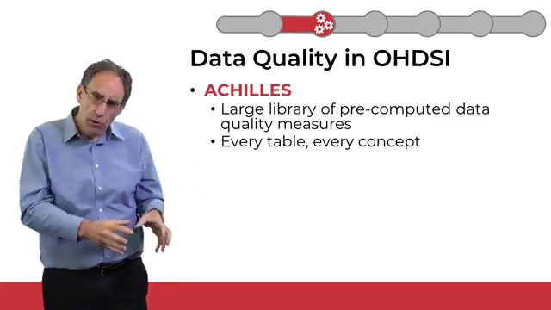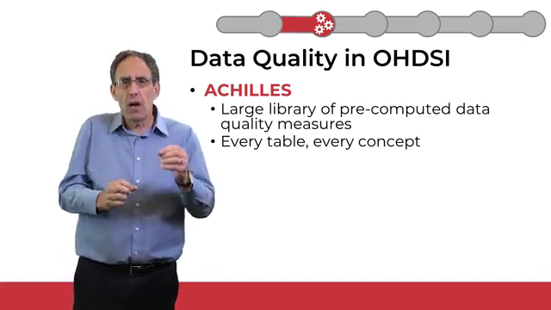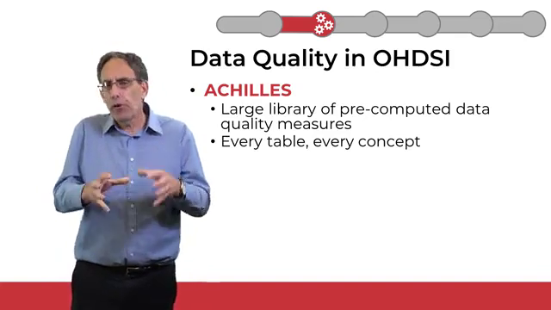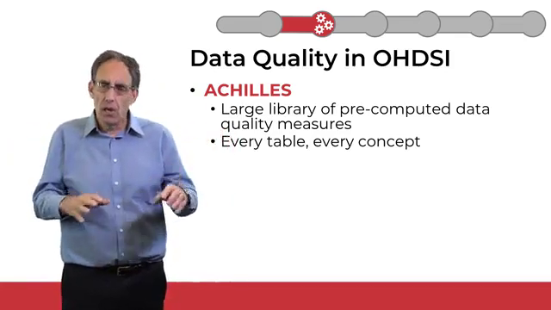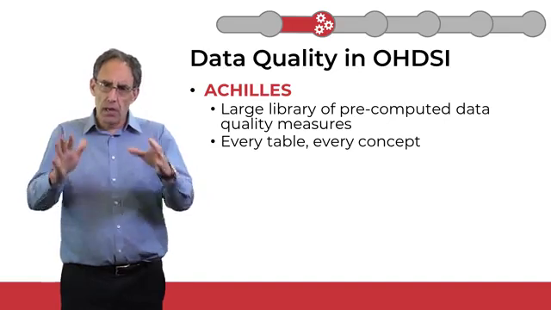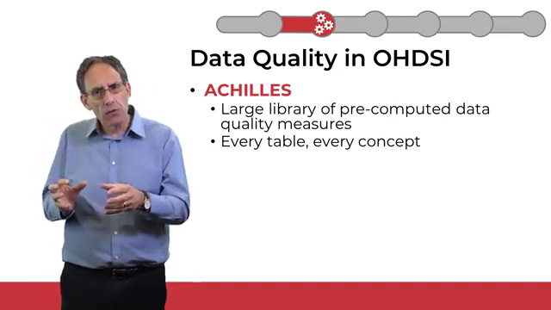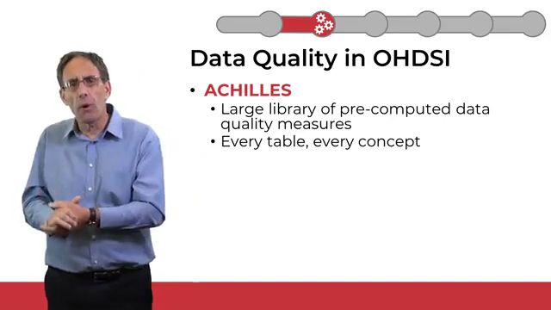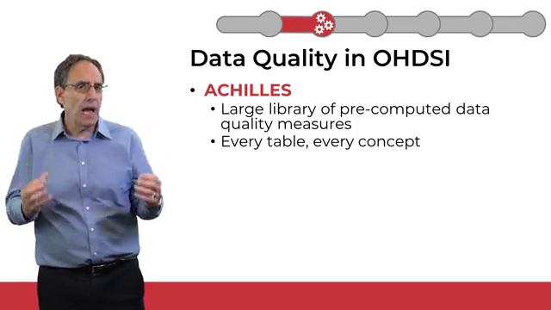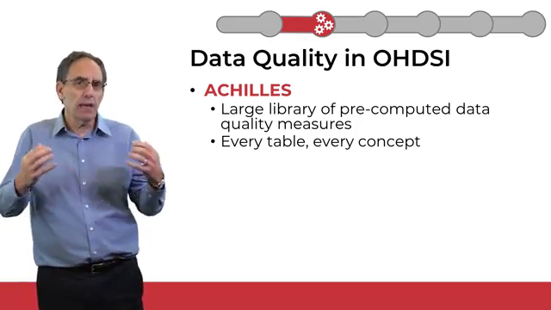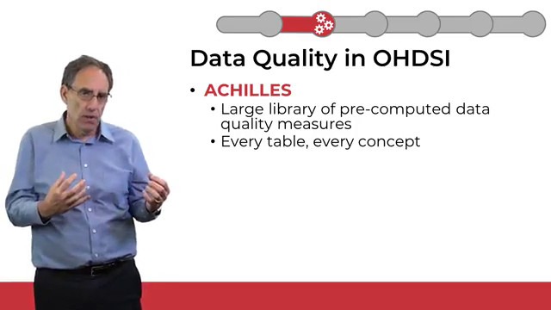Achilles is a purely computational component consisting of a set of R scripts that pre-compute a very large number of data quality measures across all tables and columns in the OMOP CDM and writes those results into a separate OMOP results database. This component can take hours to complete since it is calculating tens of thousands of data quality measures.